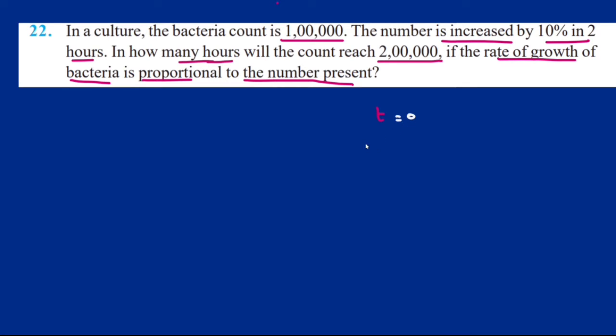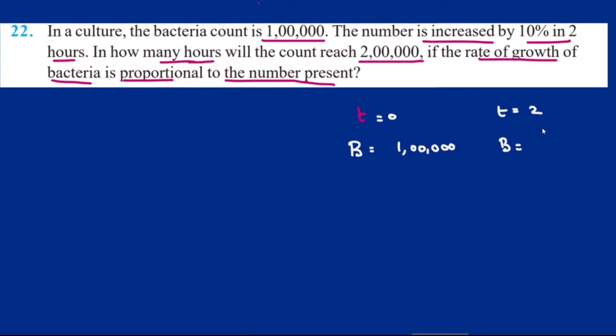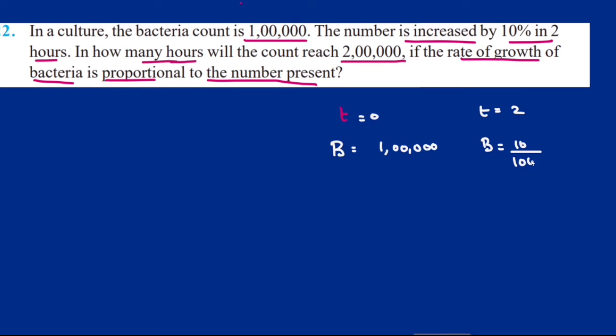initial count of the bacteria is 1 lakh. When T is 2, after 2 hours, the count is 10% more than this 1 lakh. The number is increased by 10%. So 10 by 100 of 1 lakh, plus that 1 lakh. With that 1 lakh you have to add this 10%. So 10% of this is 10,000. So it will become 1 lakh 10,000.